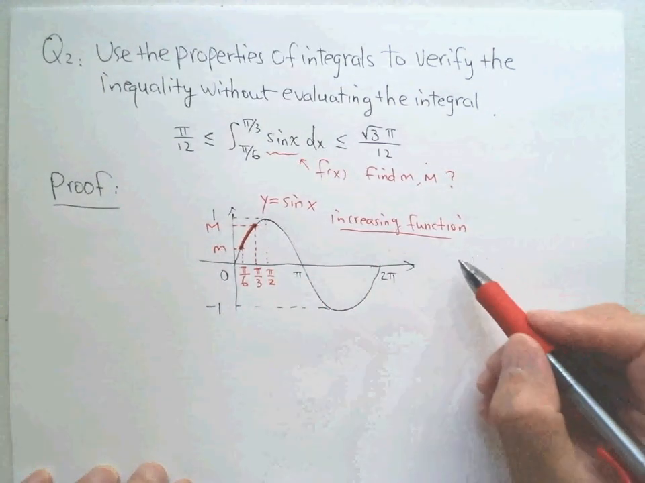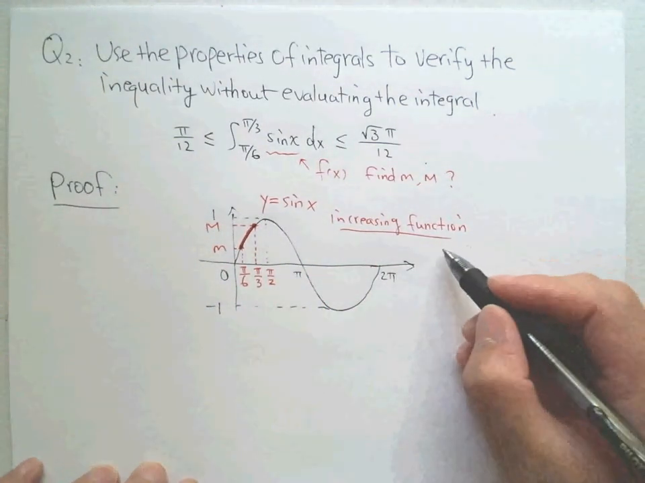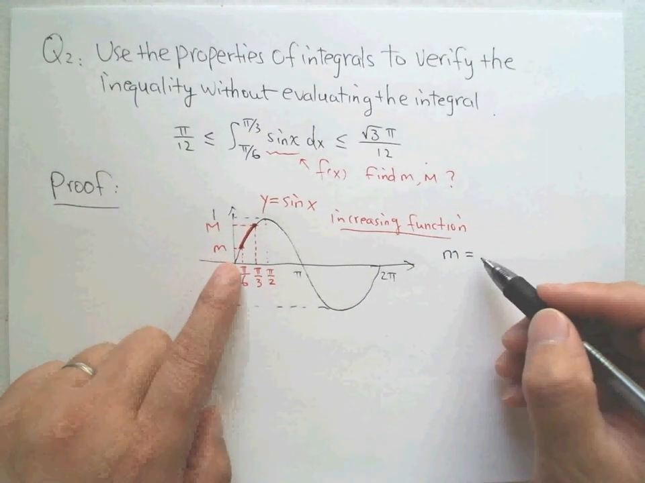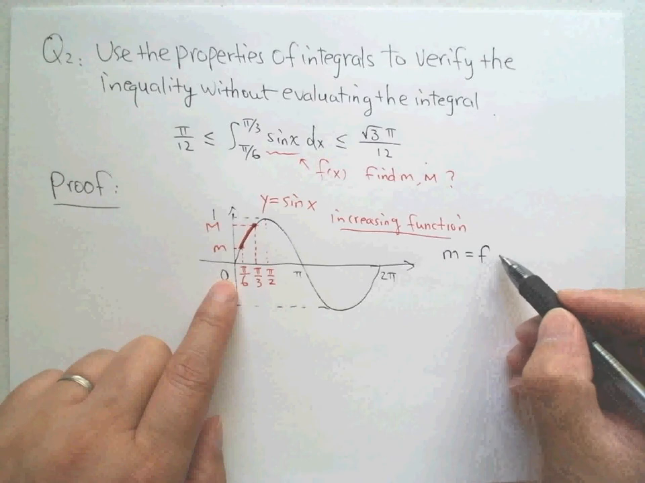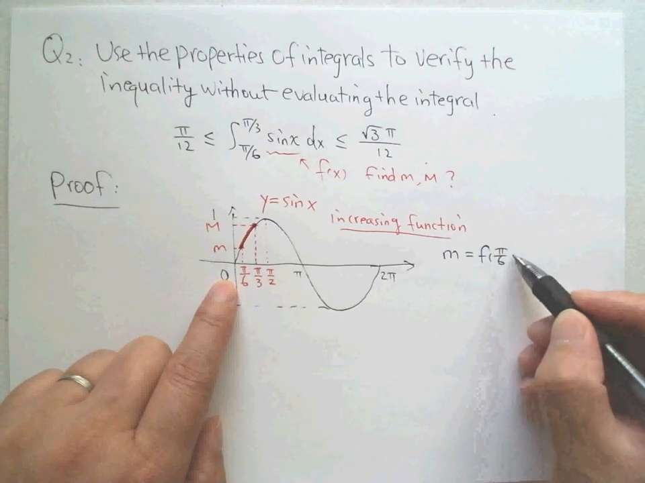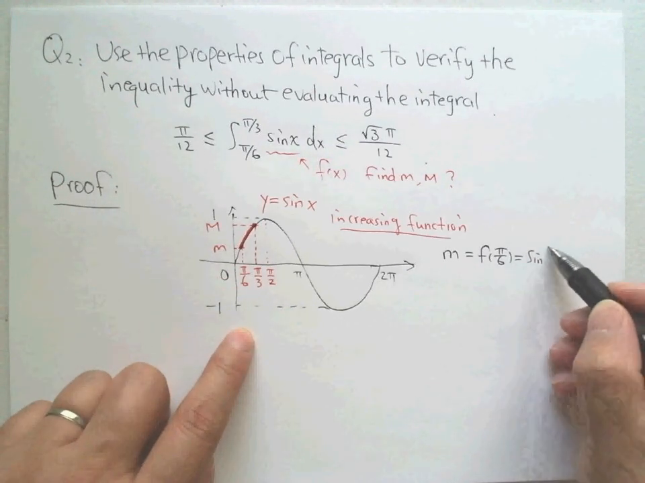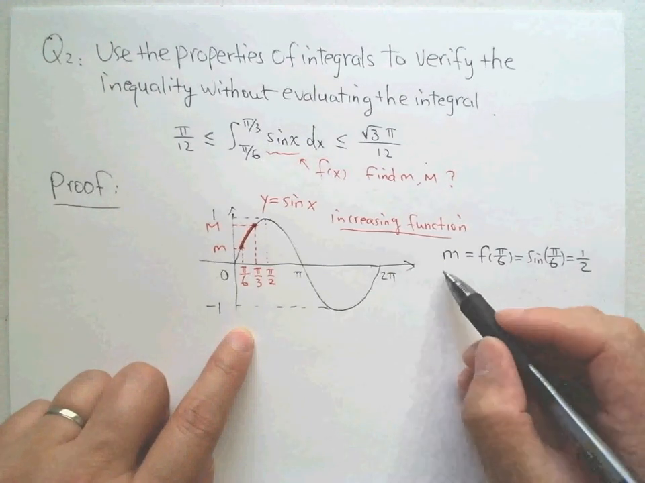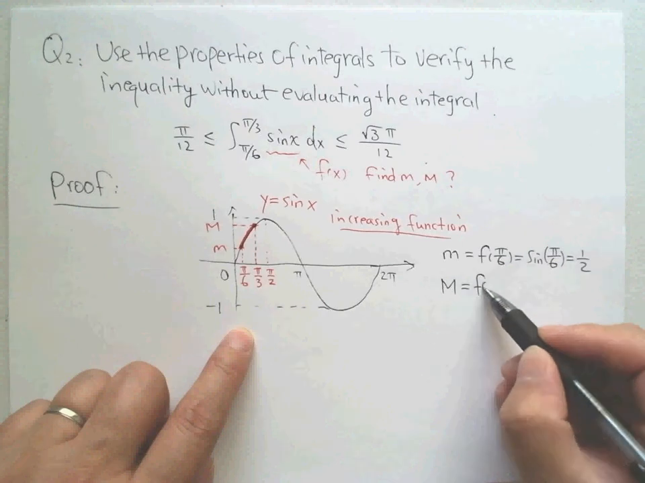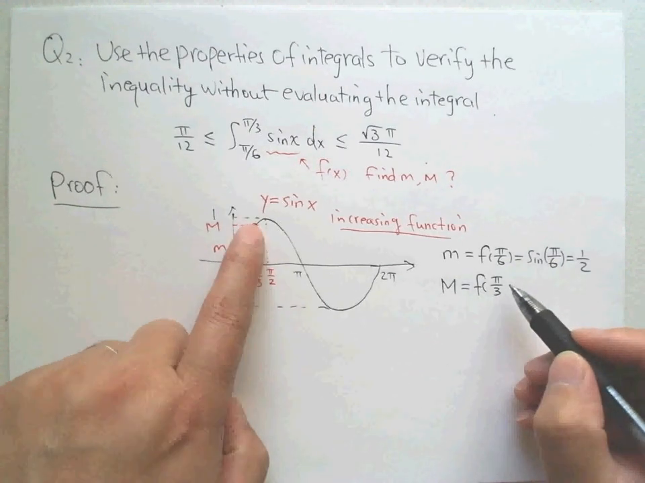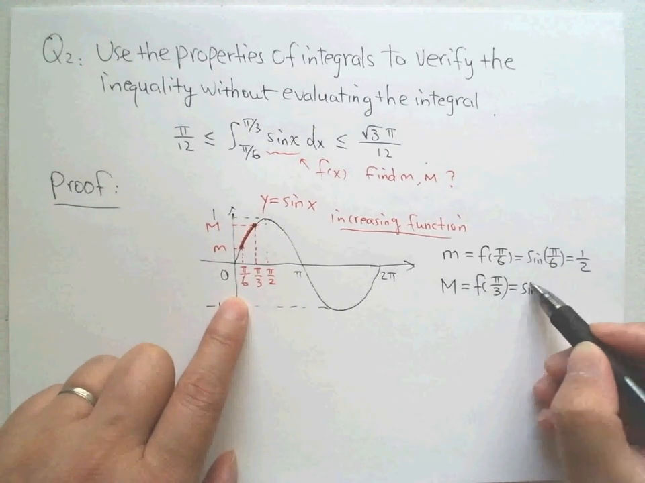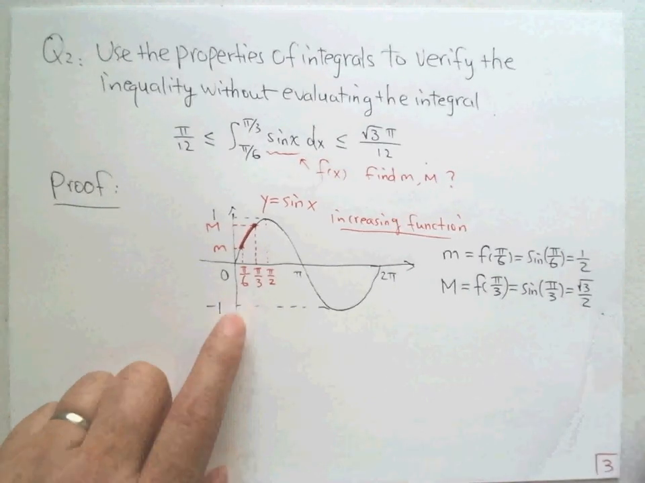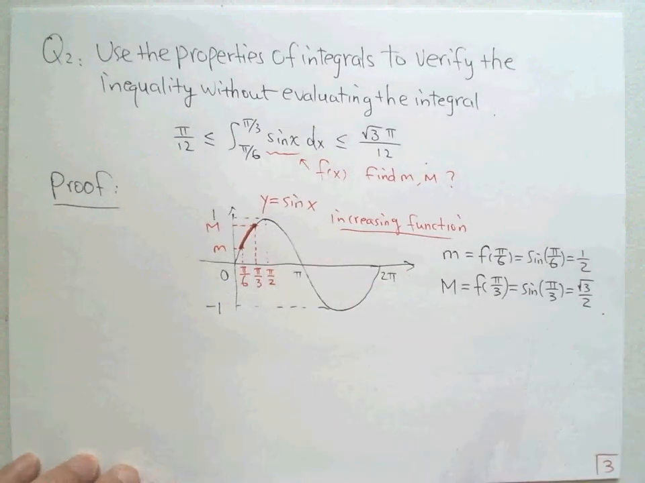So what are we going to do this time? I'll just put here: the lowercase m, everyone knows, is the left-hand point. It means the function f at pi over 6, which is sine at pi over 6. You know this is 1/2. What is capital M? It is the function f at pi over 3, the right endpoint, which is sine at pi over 3. For the calculation, you remember the special values, right?